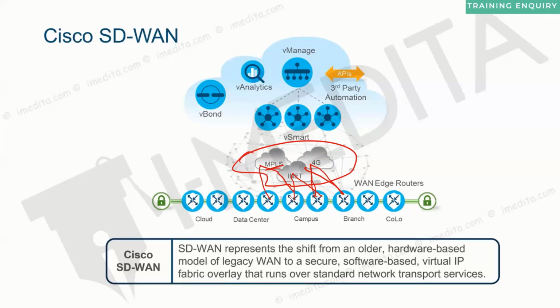Therefore, the traffic is going from one site to another site securely through the tunnel. And that's why now people said, hey, because we are already establishing a secure tunnel between the remote sites, then why are you still using MPLS?